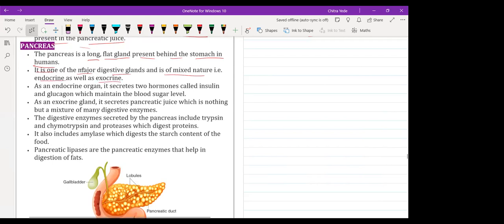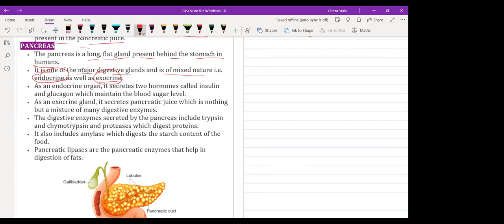That means it transports its secretion through the duct, as well as directly secreting into the bloodstream also. That's why it has both natures, endocrine as well as exocrine. Understood? Endocrine and exocrine. Sir, I didn't get, sir.